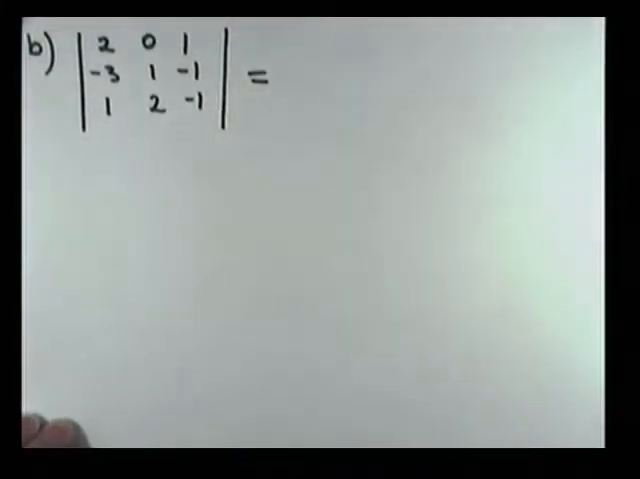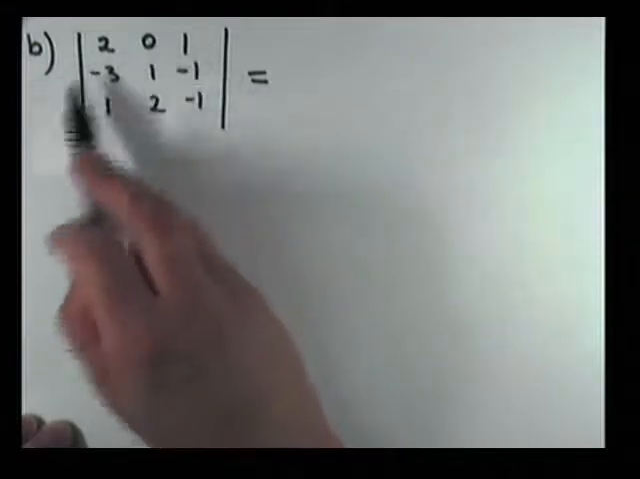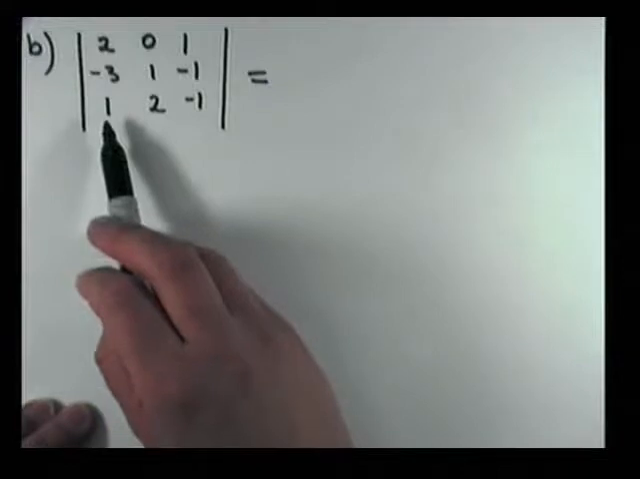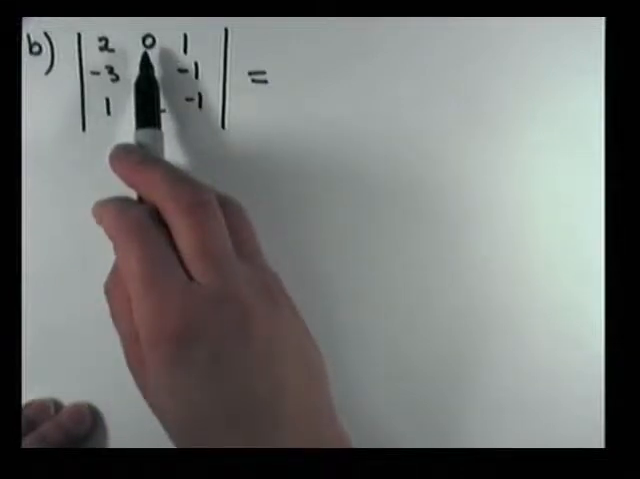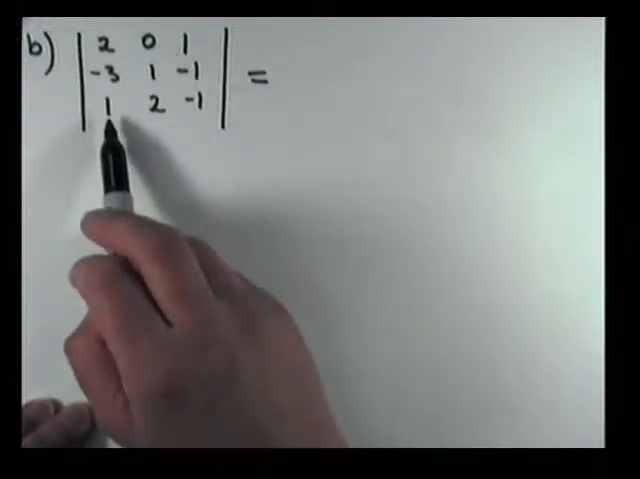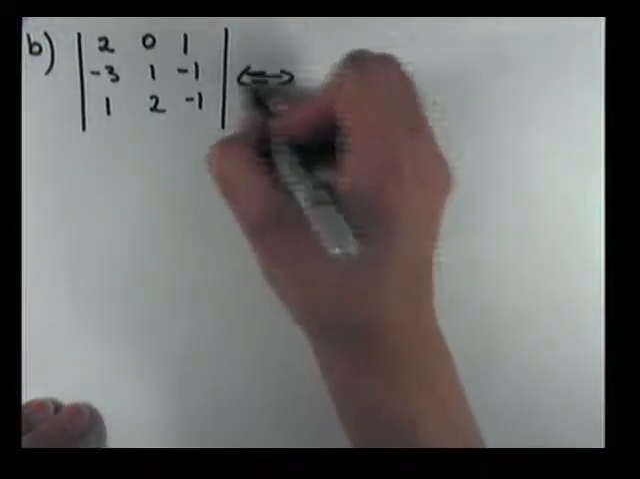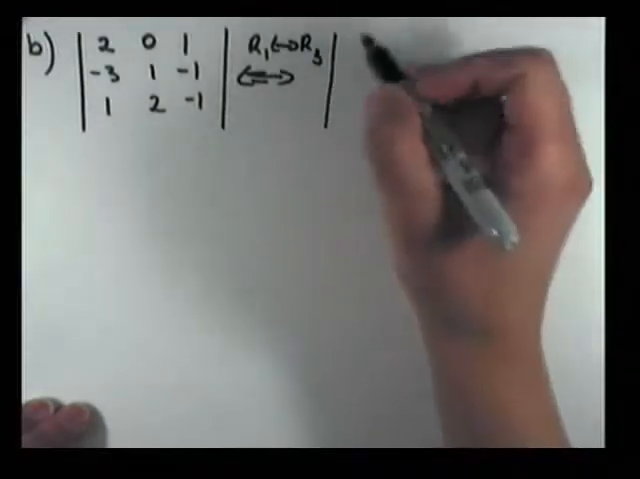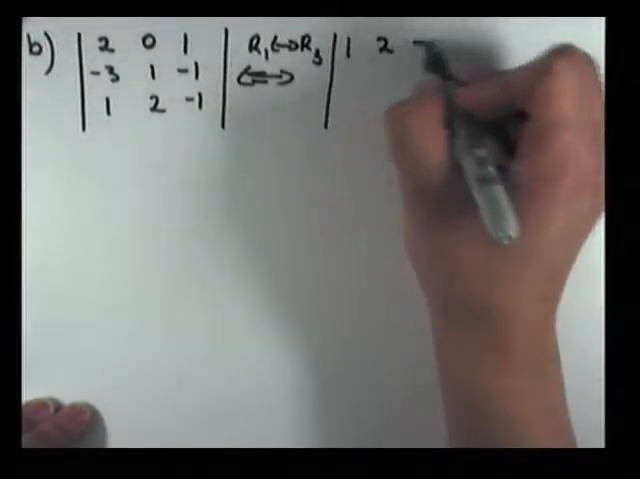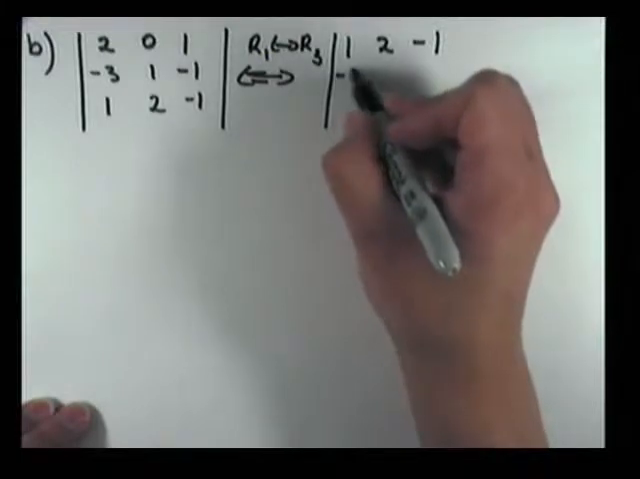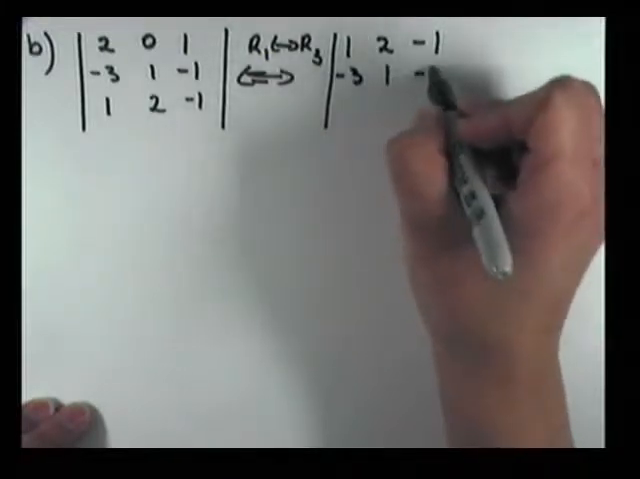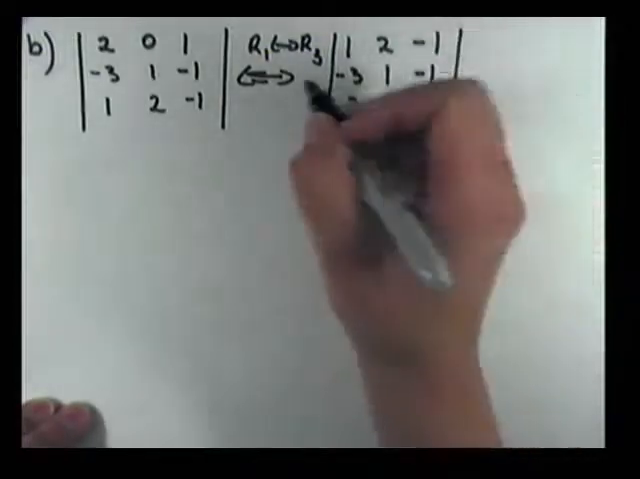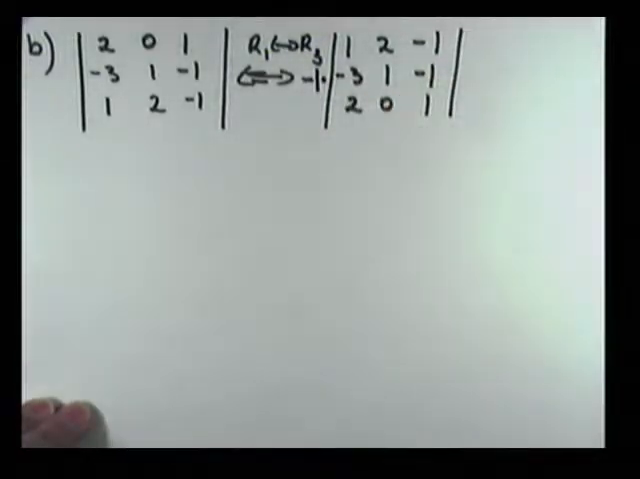Okay, we can keep expanding by the first row, or let's try to use properties so that we can change. In this case, it's not that beneficial to change because we already have a 0, so it's pretty good. But we would like to use the properties. So change row 1 with row 3. Then we have 1, 2, and minus 1. Second row is minus 3, 1, and minus 1. And then we have 2, 0, and 1. And whenever you change the rows, you need to put minus in front.